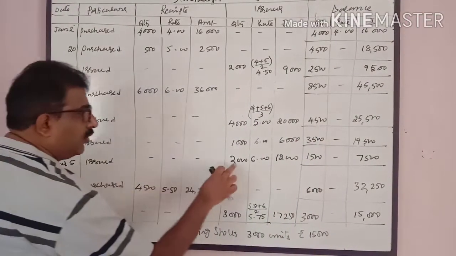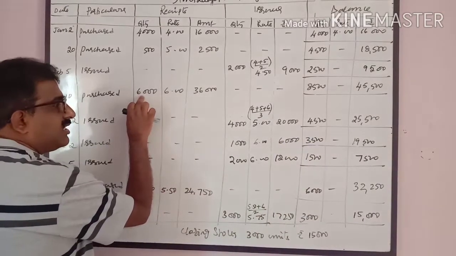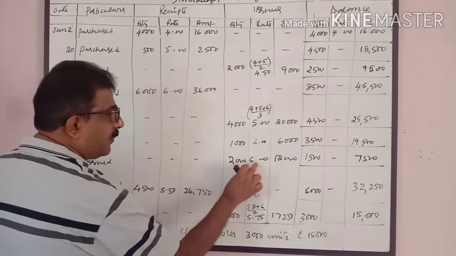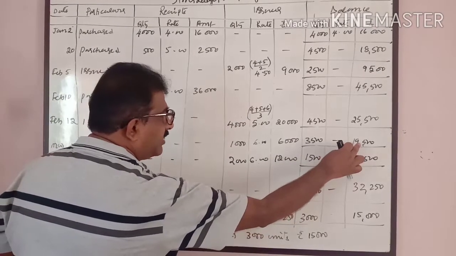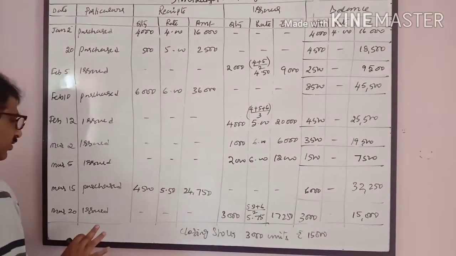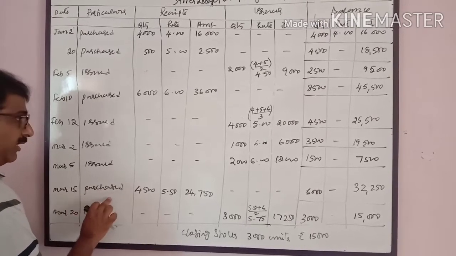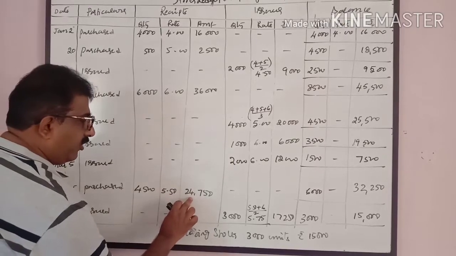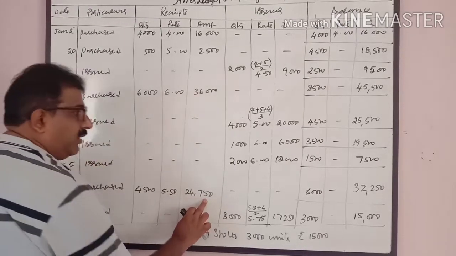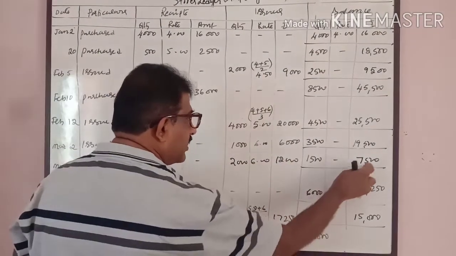Again there is an issue of 2000. Before that 3500, again it belongs to this 6000 stock. So 6 rupees. 2000 into 6, 12,000. 1500 is the balance. 7500 is the amount value. Purchased on 15th, 4500 units at the rate of 5.50, 24,750. Now, 1500 plus 4500, 6000.